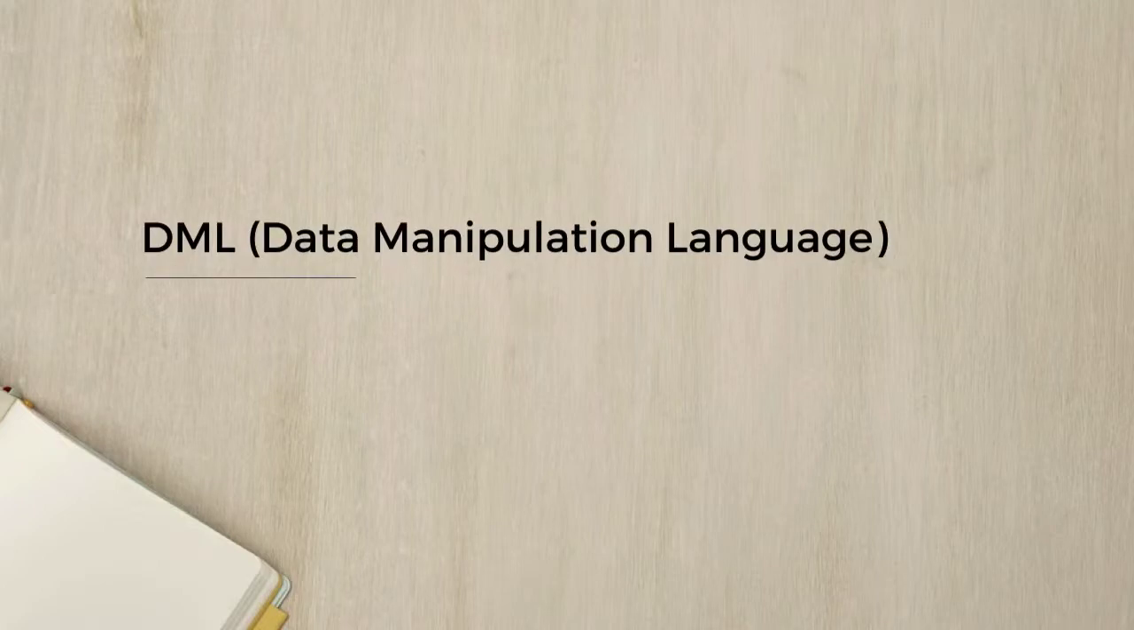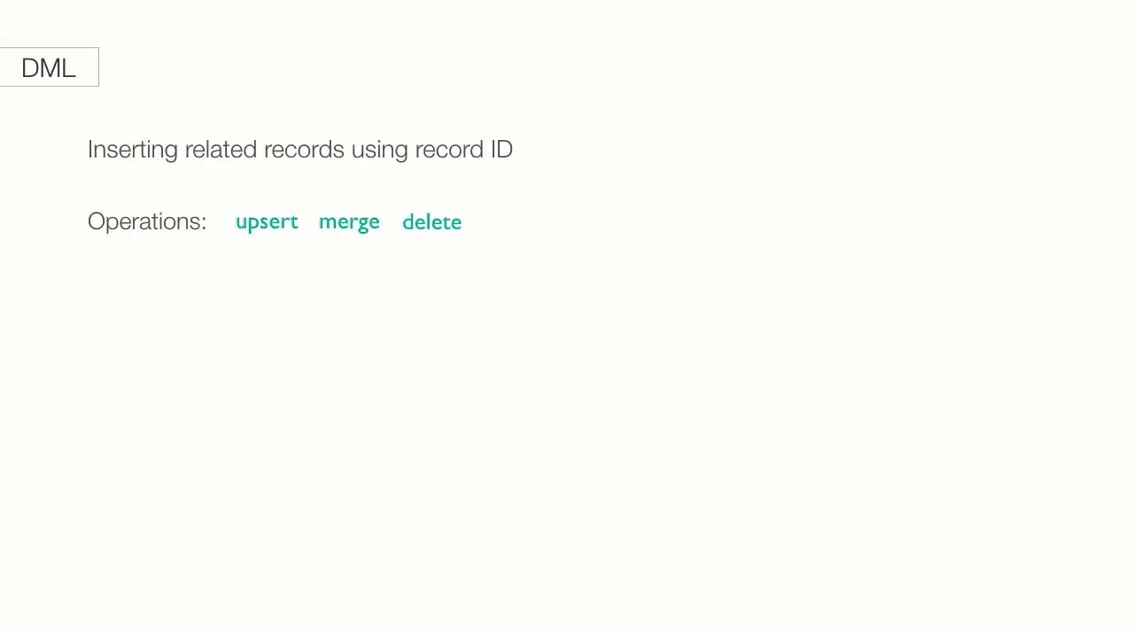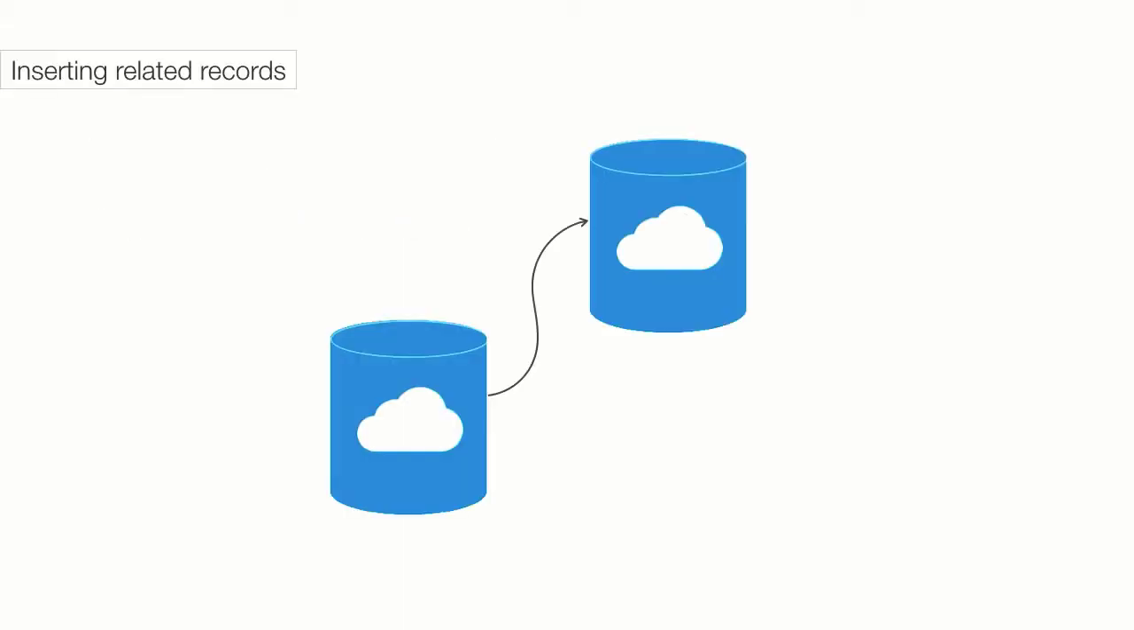In the last lecture, we talked about inserting and updating records. In this lecture, we'll learn about inserting related records and other operations like upsert, merge, and delete. To insert records related to existing records, the objects should be related by a lookup or master-detail relationship.